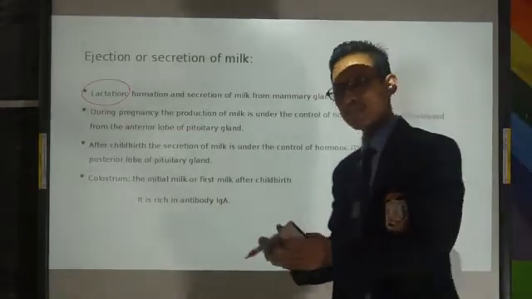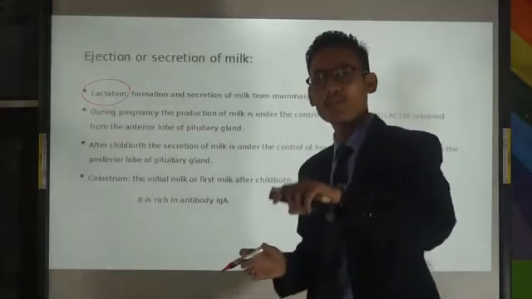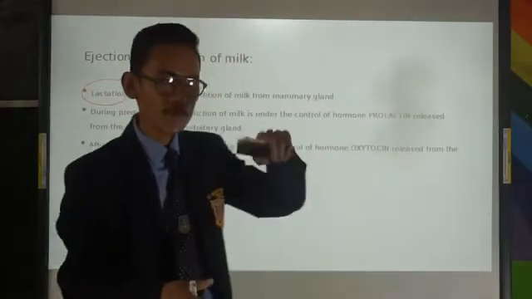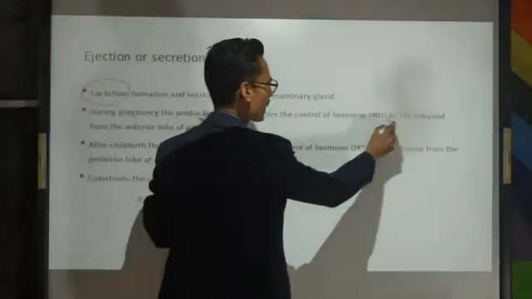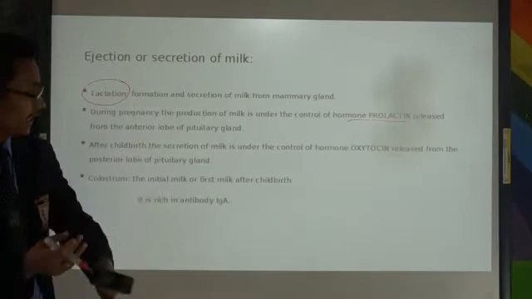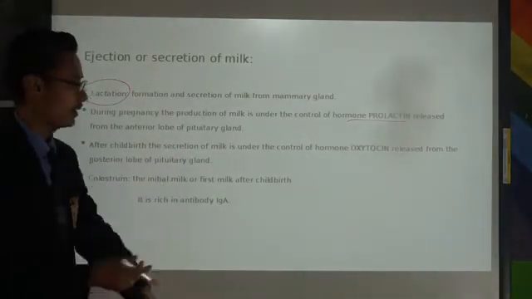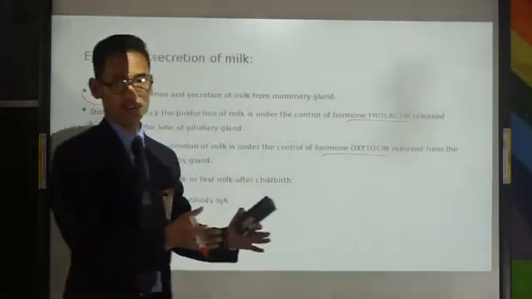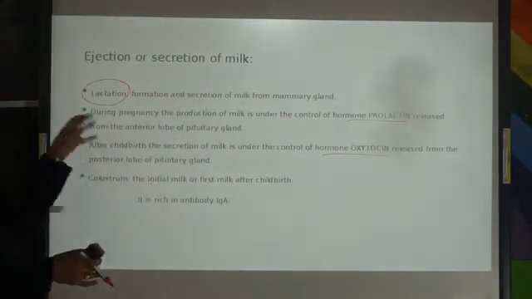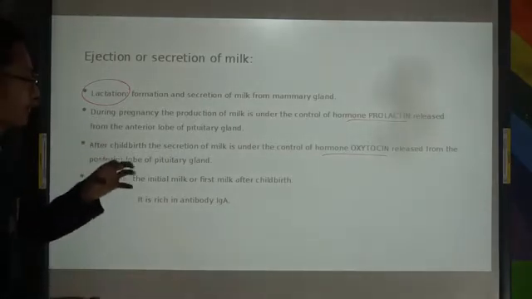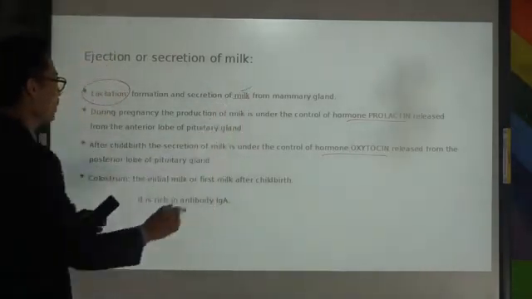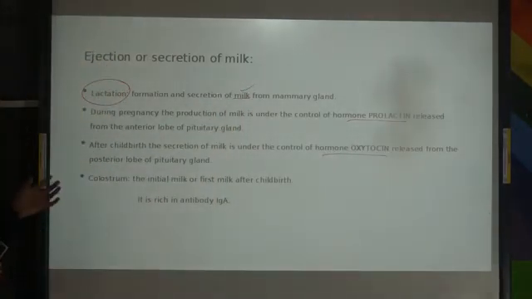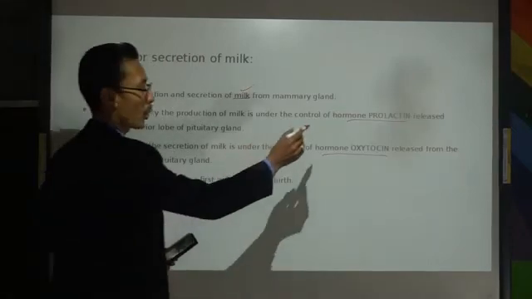During pregnancy and after childbirth, milk formation has to take place. During pregnancy, the hormone prolactin, which we will come to afterwards, helps in the production of milk, and after childbirth, the secretion of milk is controlled by the hormone called oxytocin. So, lactation is the formation and secretion of milk from the mammary glands, and it is under the control of hormones. During pregnancy, the production is under the control of the hormone called prolactin.